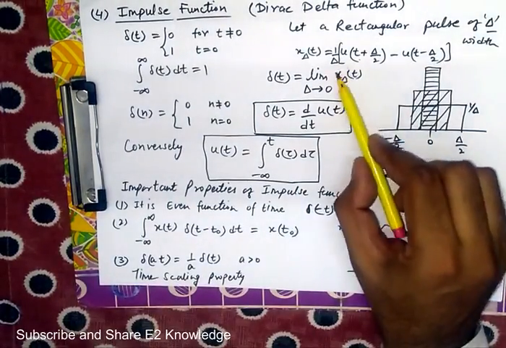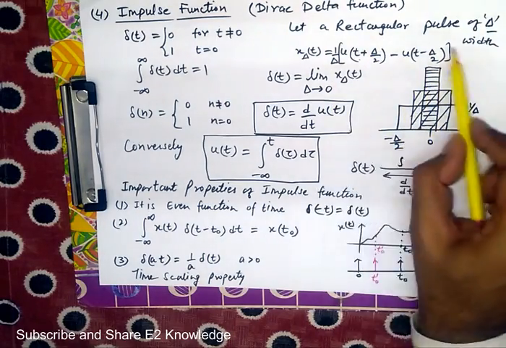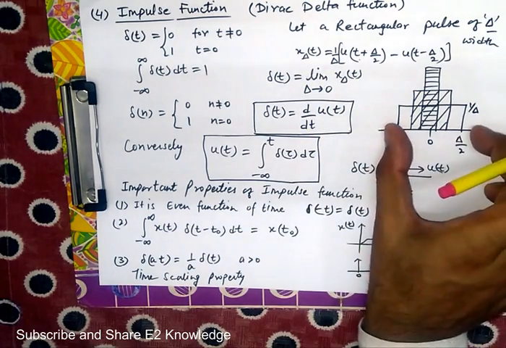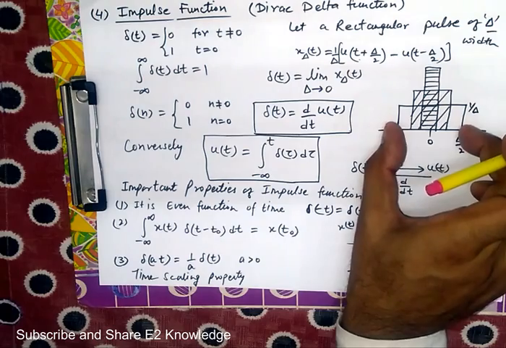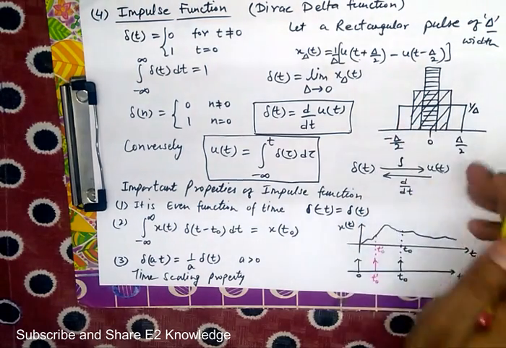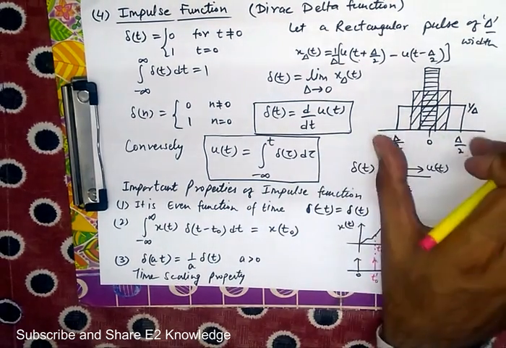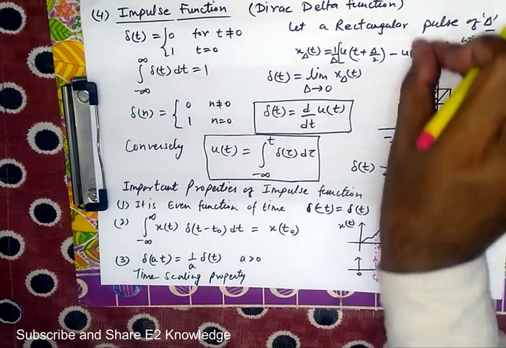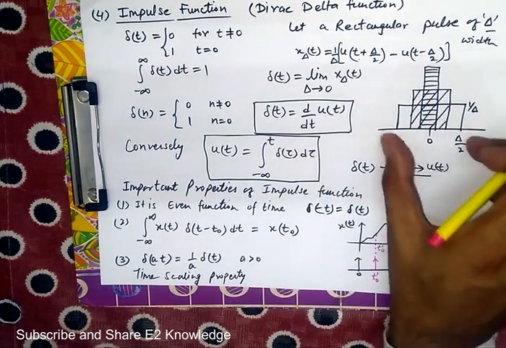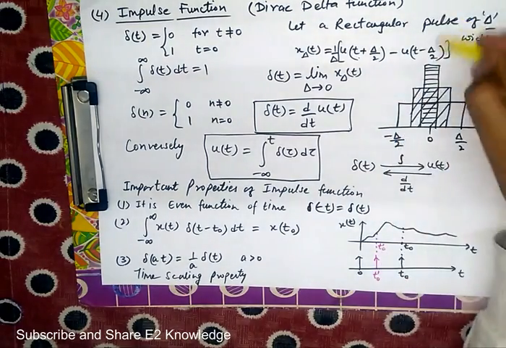So 1 upon delta [u(t + delta/2) - u(t - delta/2)]. Now suppose we compress this rectangular pulse. Compressing this rectangular pulse means delta becomes 0. So when delta becomes 0, this pulse will become a linear line and it becomes an impulse function. First case, second case, third case, and up to infinity it becomes a linear line case.